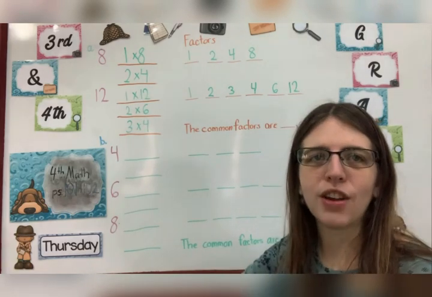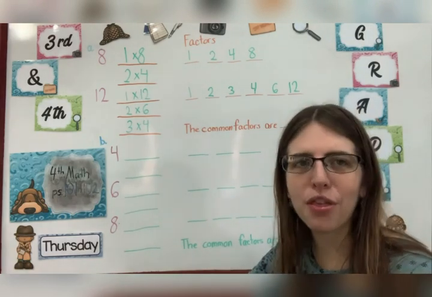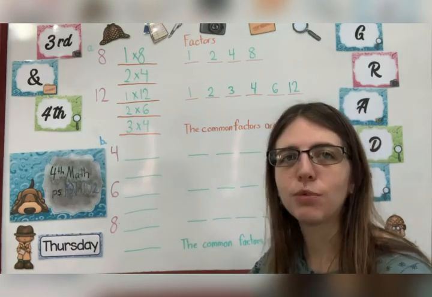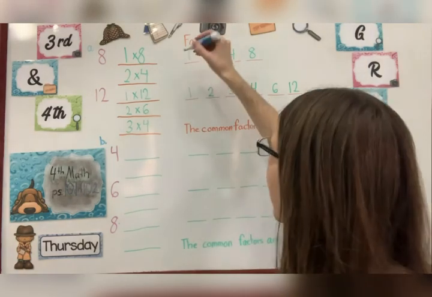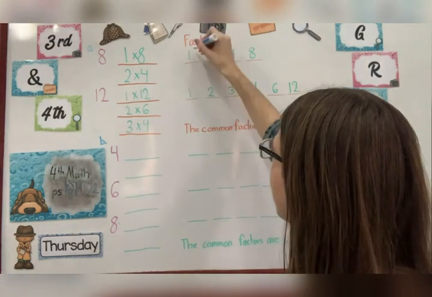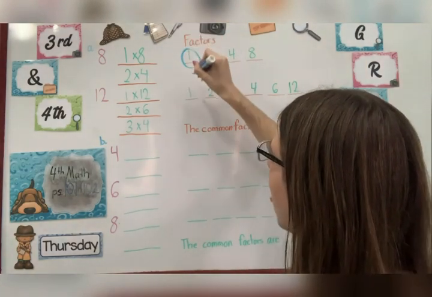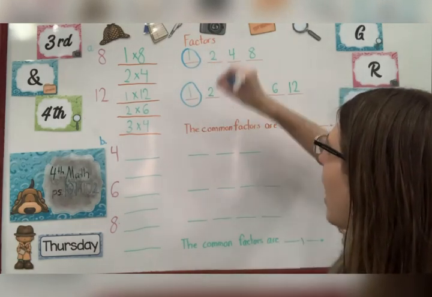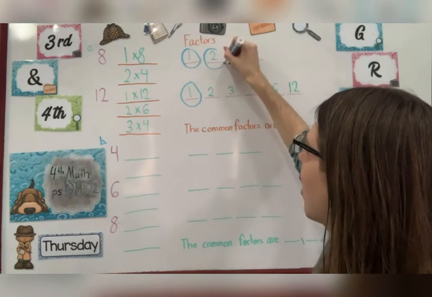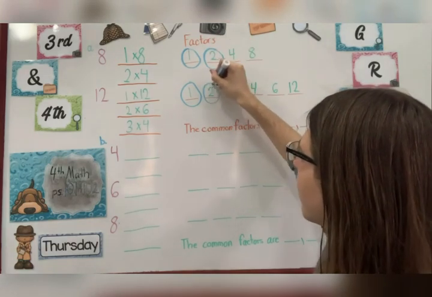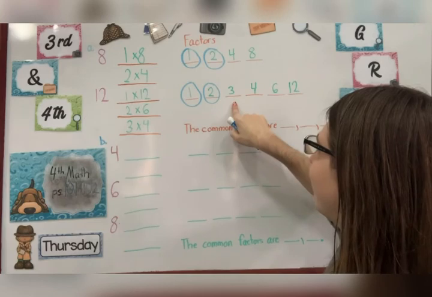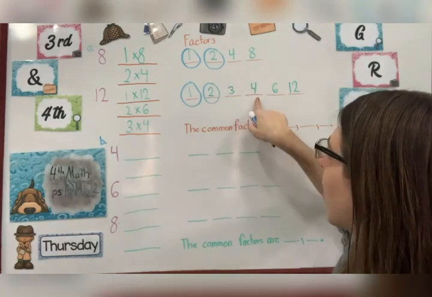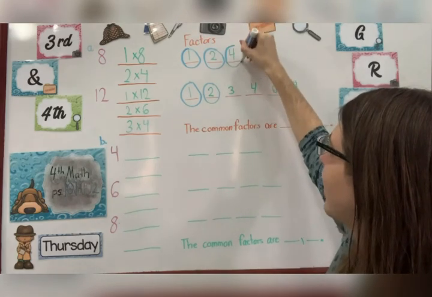Common factors are the factors that they both have, the factors they have in common. So those factors would be, well, let's take a look. For 8 and 12, they both have 1. So that's a common factor. They both have 2. That's a common factor. Do they both have 3? Nope, just 12 has 3. How about 4? Sure do, so that's a common factor.